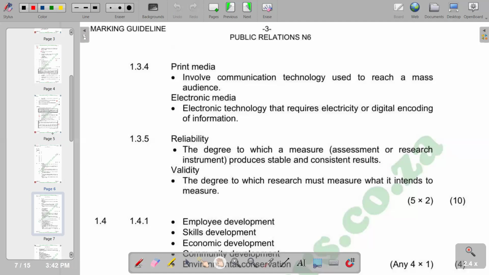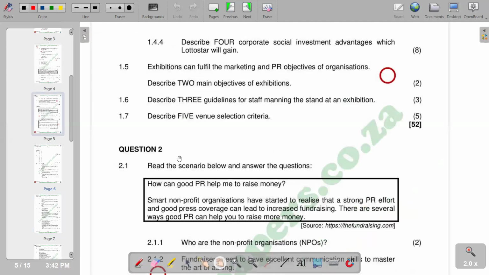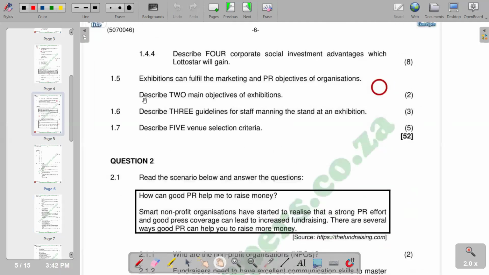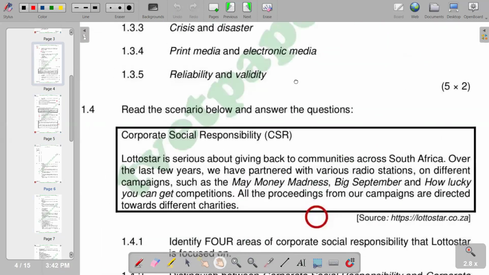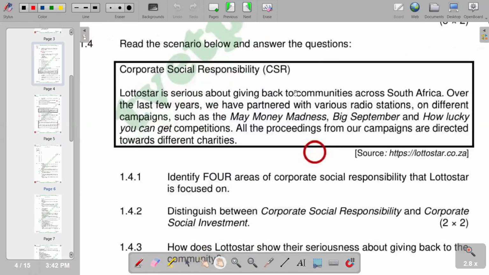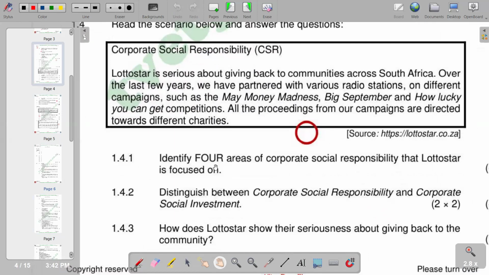Then with that, we move on to 1.4. So in terms of 1.4, what actually do we have? It reads: read this scenario below and answer the questions. Of course, we have a scenario of corporate social responsibility, and we have to go through the information under it. Below that, we've got the question part: identify 4 areas of corporate social responsibility that Lotosta is focused on. What are the areas of corporate social responsibility that Lotosta is focused on?